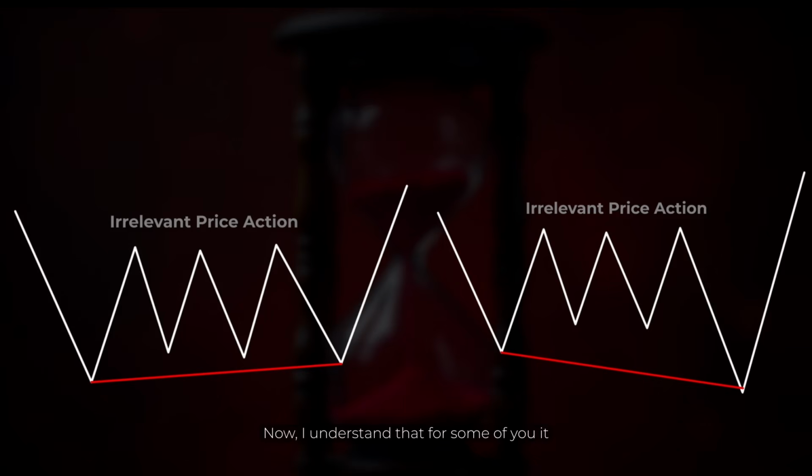Now, I understand that for some of you it might be confusing what I've labeled here as irrelevant price action, but what I mean by that is that price can literally do whatever it wants to do. Meaning it can consolidate, it can expand, whatever. It doesn't matter. What matters is that we see a new time cycle open up and one market create a lower low relative to the previous cycle low, whilst the other market creates a higher low. That is the importance of this SMT.